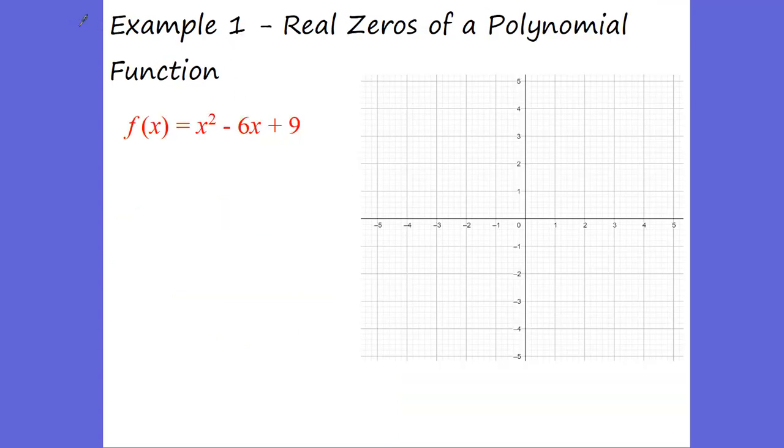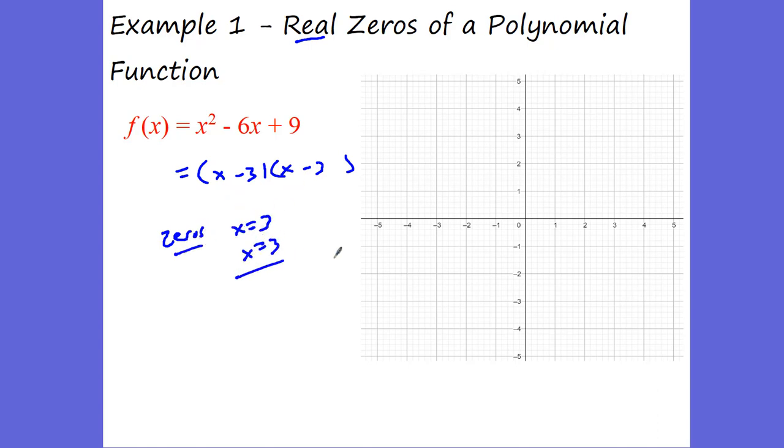So if we take a look here, we're going to find the real zeros of our polynomial function, and we're going to do a little bit of factoring. We have x times x, that gives us x squared. What are the factors of positive 9? 3 and 3. So we have negative 3 and negative 3, which add up to negative 6x. Which means my zeros are x equals 3 and x equals 3, so x equals 3 has a multiplicity of 2.